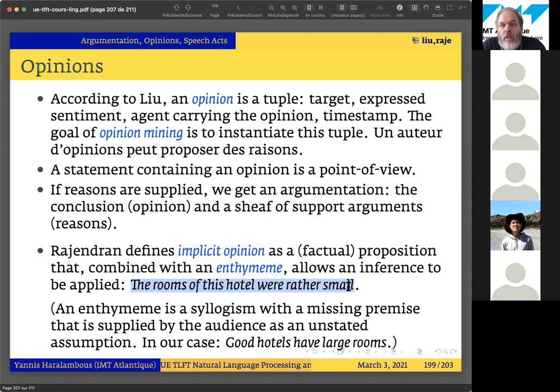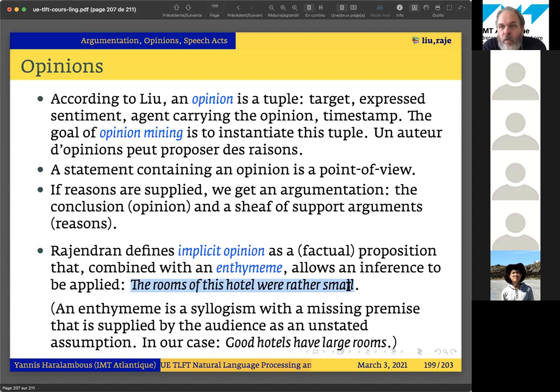But the enthymeme is the rule saying that in a good hotel, rooms are big, or at least of a reasonable size. And the better the hotel, the bigger the rooms. This is the enthymeme. Enthymeme comes from Greek. Thymame means I have memory, I remember. So enthymeme, whenever you have the suffix "-eme", means it's an atomic unit, an atomic unit of memory.